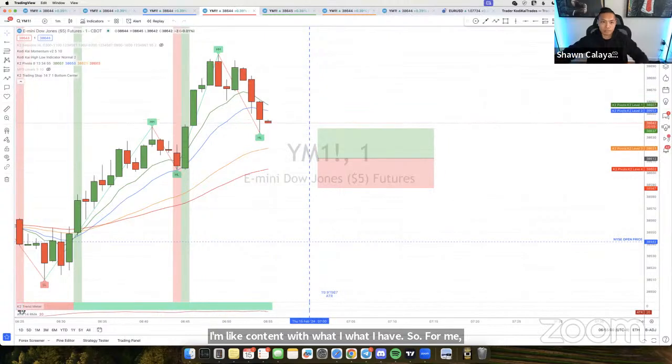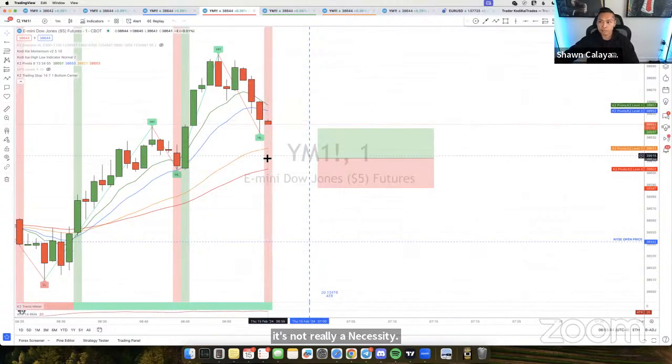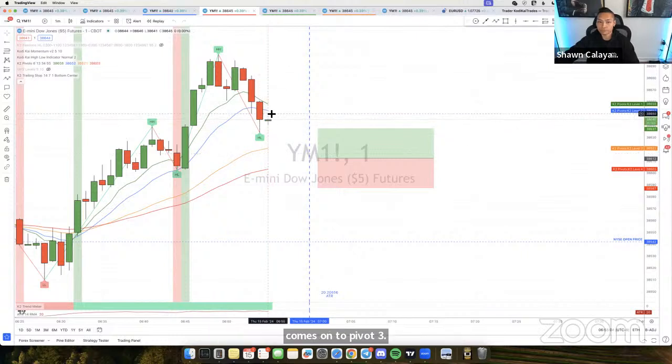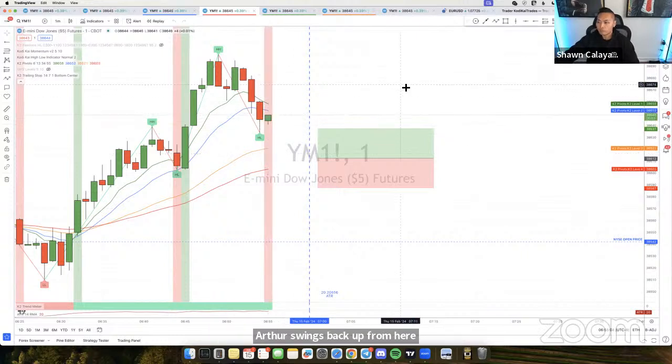All right, so here goes a space right here, Maddie. We'll see if price comes down to pivot 3 or if it swings back up from here. Yeah, exactly. Jeff said just 1 good trade will do per day. And I agree with you 100%.